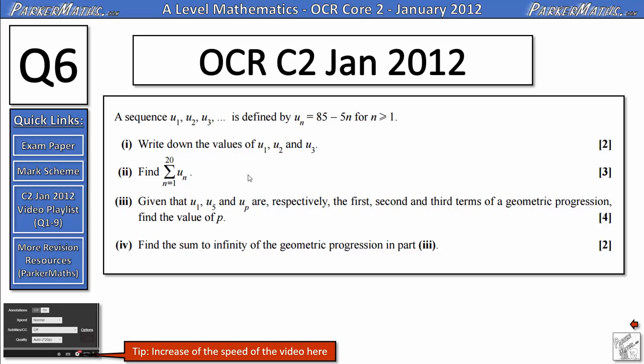In part 1 we need to write down the values of U1, U2 and U3. In part 2 we need to find the sum between n is 1 and 20 of Un. And in part 3, given that U1, U5 and Up are respectively the first, second and third terms of a geometric progression, find the value of p. And in part 4, we need to find the sum to infinity of the geometric progression in part 3.